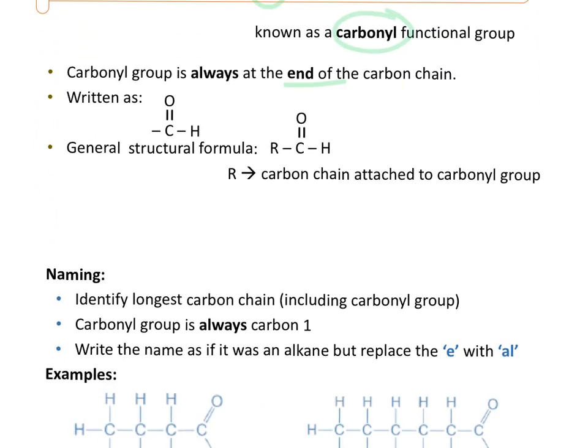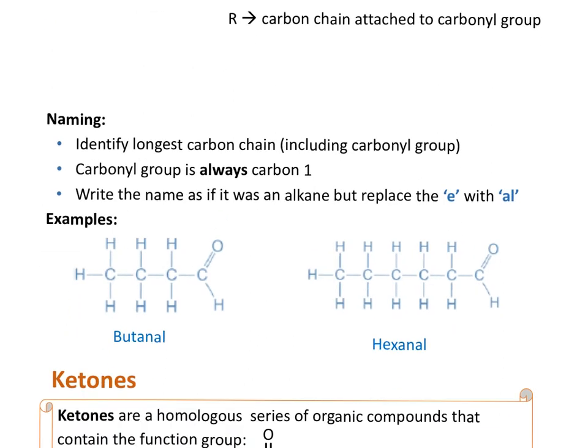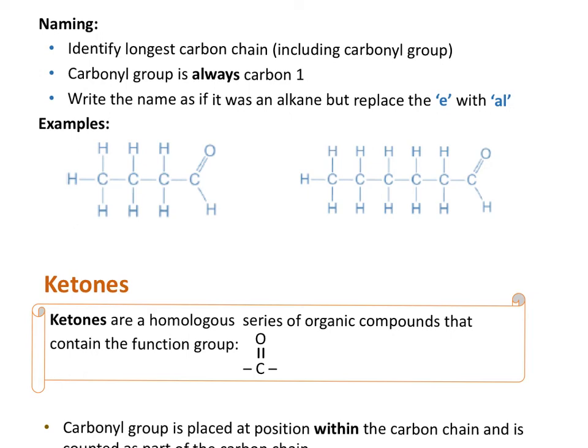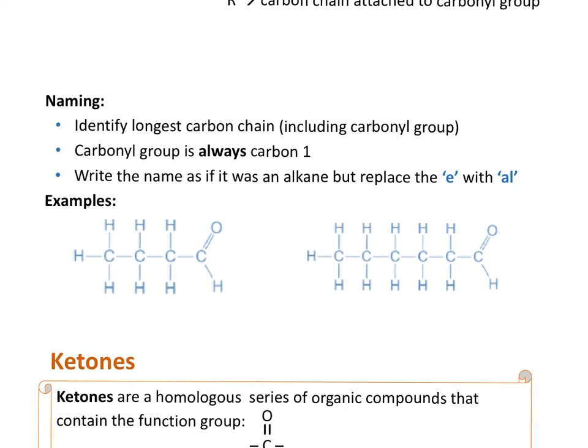All right, so we identify the longest chain, and we write the name as if there was an alkane, except we replace the E with an AL. And this is where your handwriting is so important, because if it looks like an OL, you're going to get it wrong.